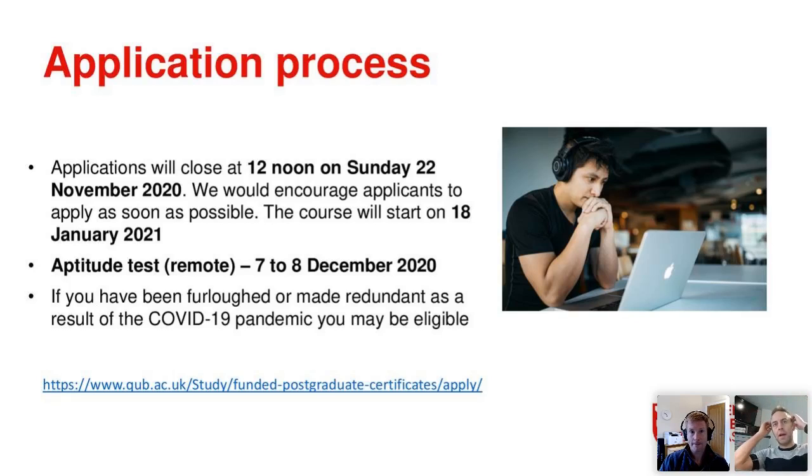Okay, thanks, Neil. So some of this is pretty straightforward. The application's closed then, you probably know this already, 12 noon on Sunday, the 22nd of November. Please do apply as quick as you can with that, so we have an idea of numbers coming through, because I say last time around we had 700 applications, so it's good for us to know up front what we're dealing with. There is an aptitude test associated with the course, and that's the same for the PG Cert and also the MSc.